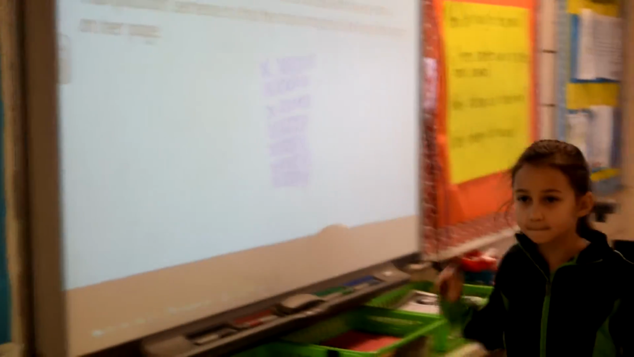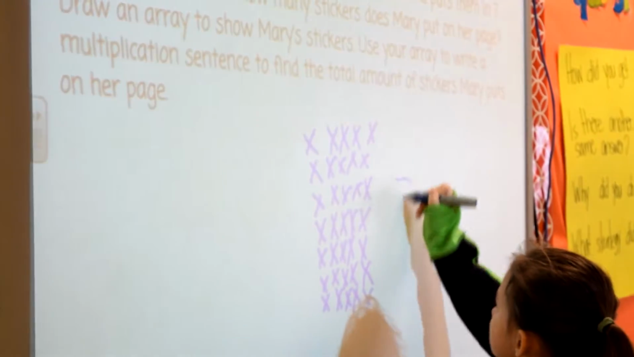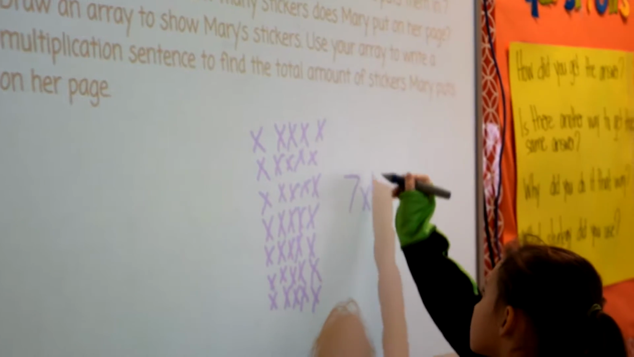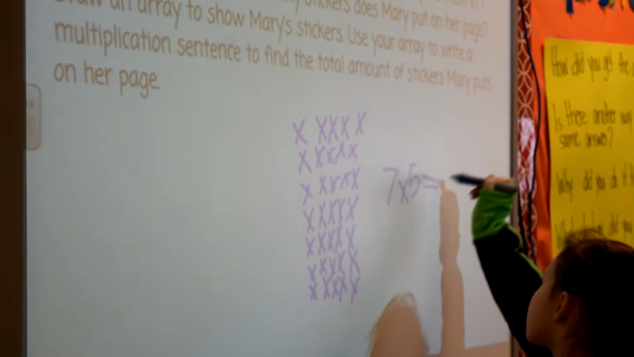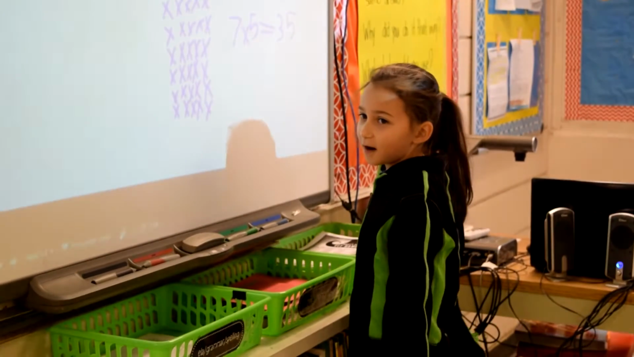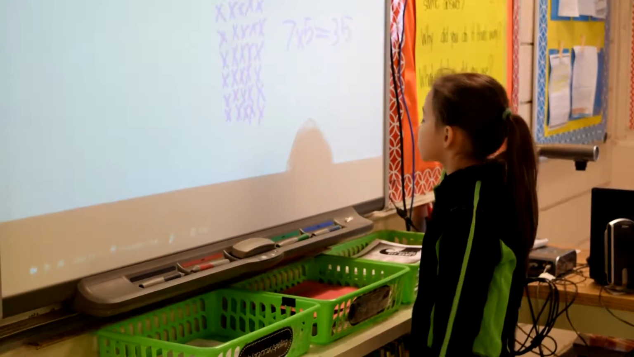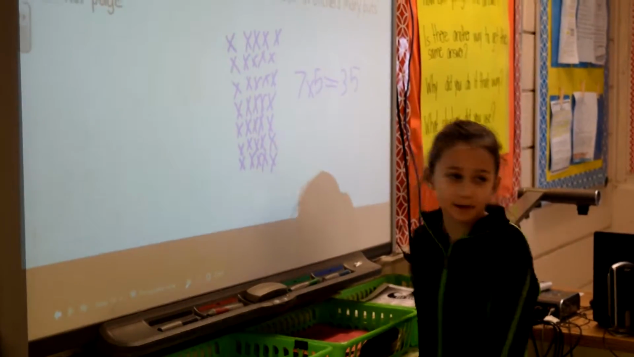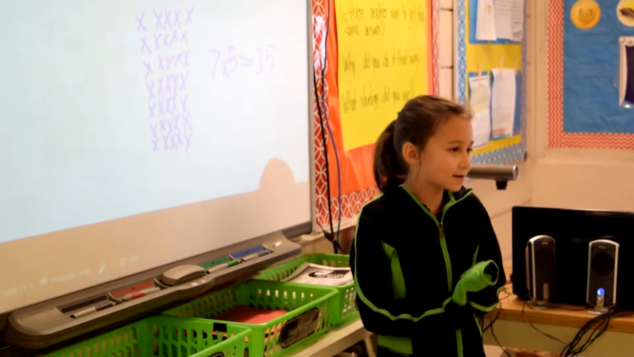Okay, what's the next part of the problem that you have to do, Jenna? Multiplication sentence, very good. Jenna, tell us what you did to get that product so fast. I counted by 5. You counted by 5s. And can you answer the question? How many stickers does Mary put on her page? You can just tell us. Mary puts 35 stickers on her page. Very good job. Let's all give a clap for Jenna.